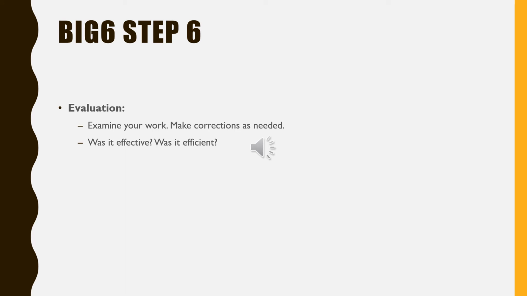Big 6, Step 6. Now you need to evaluate your work. Examine your work. Make corrections as needed. Go back and change information that you may have missed, or if you saw that you missed adding in the habitat for the snakes in your paper, you might want to go back and add that. Was this information effective? Did it come across with the points that you're trying to make? Did it answer your questions? Was it efficient? Did you go through and name everything efficiently throughout the paper, or did you mix everything up so it's a jumbled mess? If you have the habitat listed where you're also talking about their food source, that might be a little confusing. So make sure that your paper can be read effectively and efficiently.